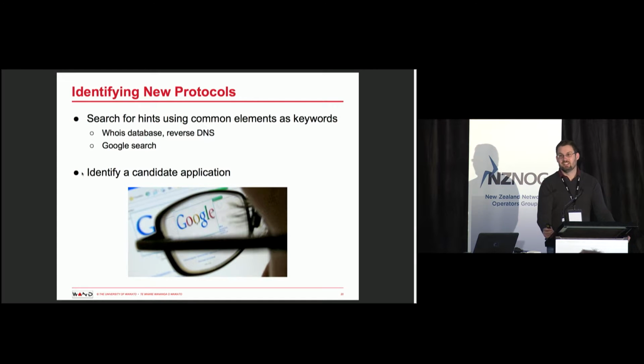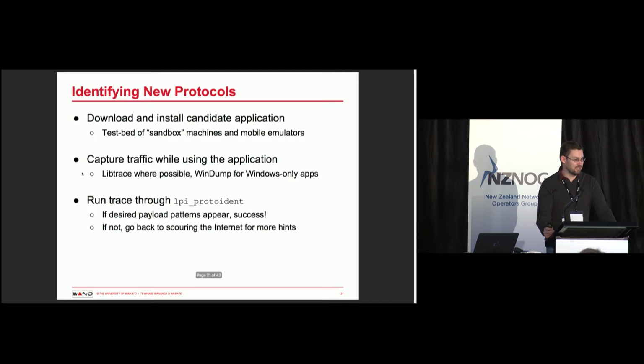But that's obviously not enough evidence for us to be able to say that that pattern belongs to that application. So we then have to download and install the application on one of our testbed machines. They're all basically little sandbox type machines, or an emulator for a mobile device in the case of mobile-only apps. We capture the traffic while we are using the application, trying to use it in as many different ways as possible.